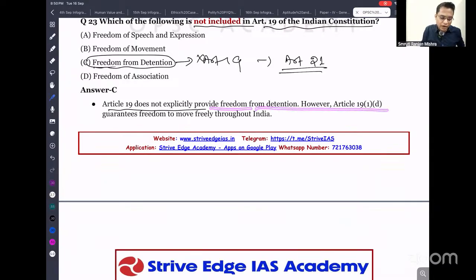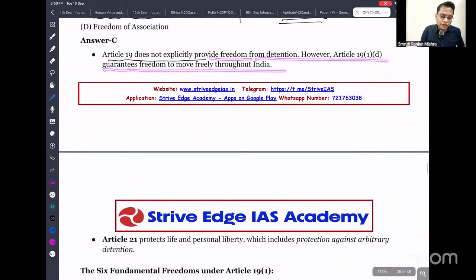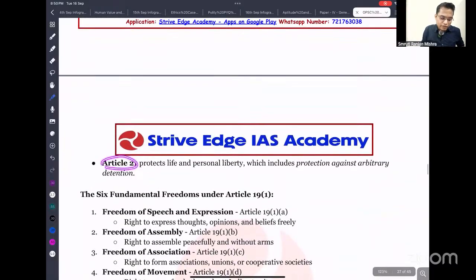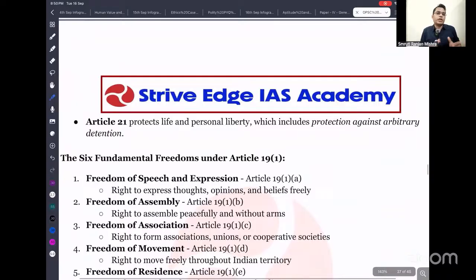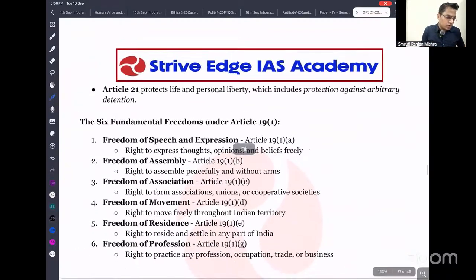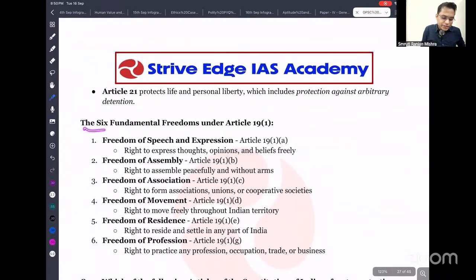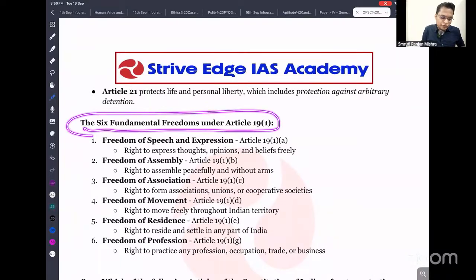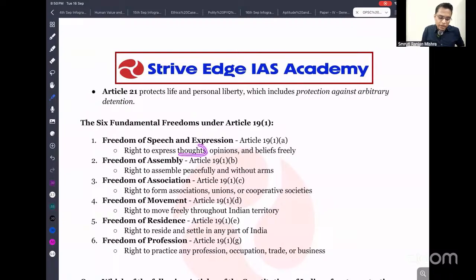Article 19(1)(d) guarantees freedom to move freely throughout India. Article 21 protects life and personal liberty, which includes protection against arbitrary detention also. So your life and personal liberty also include protection against arbitrary arrest and detention. If you look at the six fundamental rights under Article 19, the first one is about freedom of speech and expression. That means you can express your thoughts, opinions and beliefs freely.